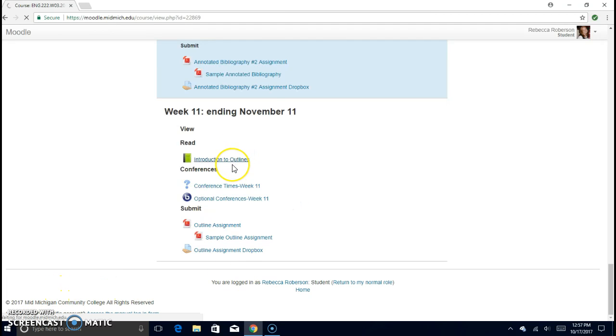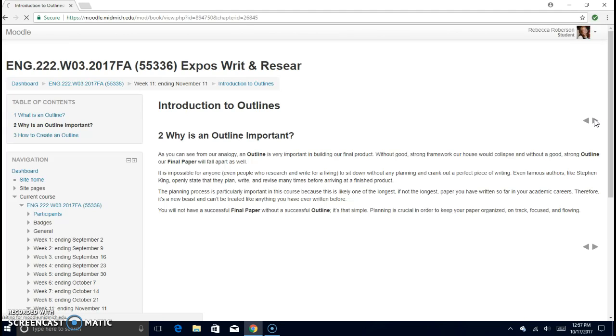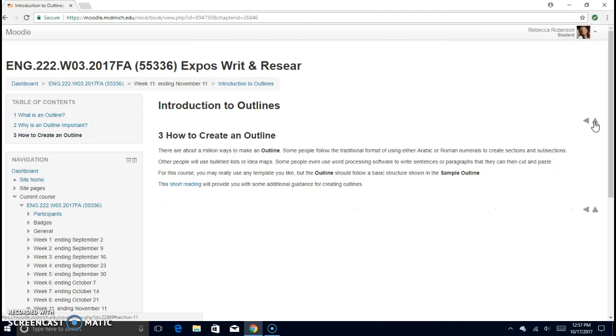First we have this very short little book that introduces you to outlines. It talks about what an outline is, why we outline, and then how to make an outline. What's different about this assignment is that you're given a lot of freedom in how you create your outline. I don't have a set template or set guidelines, so as it says, you can use any outline template that you'd like, but it should follow a basic structure. And we'll talk about that when we get to the outline assignment and look at the sample outline.